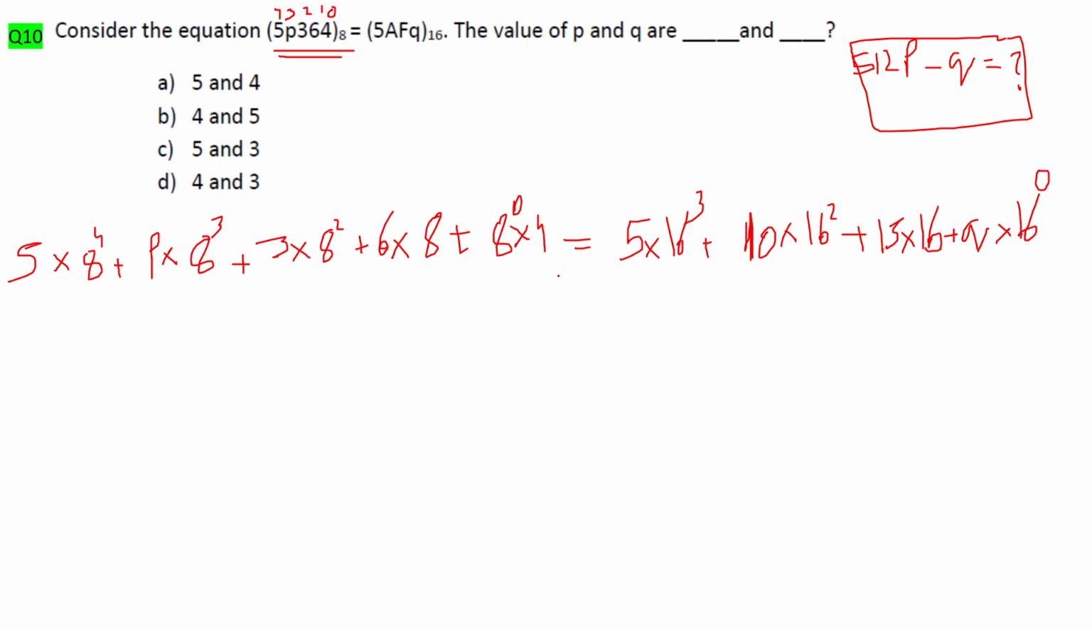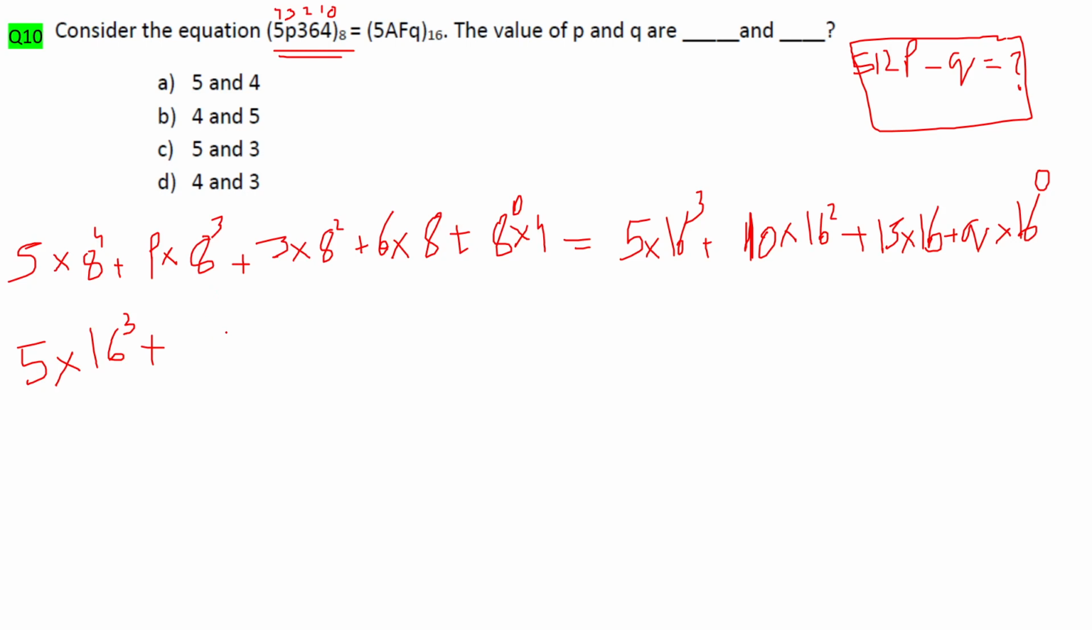What I will do is convert these powers of 8 to powers of 16, then compare the LHS and RHS and make the coefficients equal. So 8 raised to the power 4 is simply equal to 16 cubed. You can check that 8 raised to the power 4 is equal to 16 cubed. So I can write this as 5 into 16 cubed plus 8 cubed. You can write this 8 cubed as 16 squared multiplied by 2, since 8 cubed is 512, right?